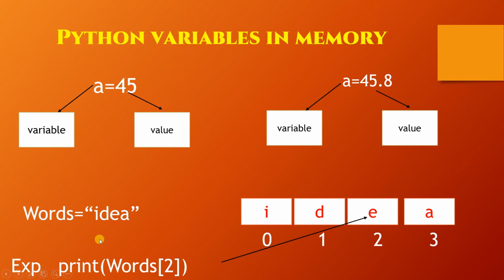See, students, specifically I'm talking about strings. When words is a variable equal to idea, idea is a value that's stored in words. This is called a variable. How will it be stored? It will be stored in memory like IDEA, and the index begins with 0, 1, 2, 3, meaning at index 0 is I, 1 is D, 2 is E, and 3 is A. This is a pattern, this is the syntax. It begins from 0 till the end.